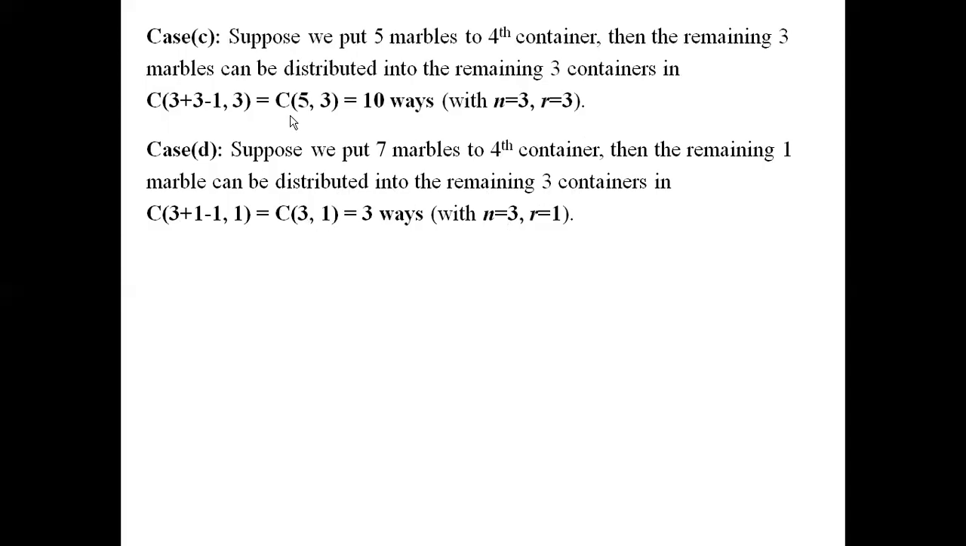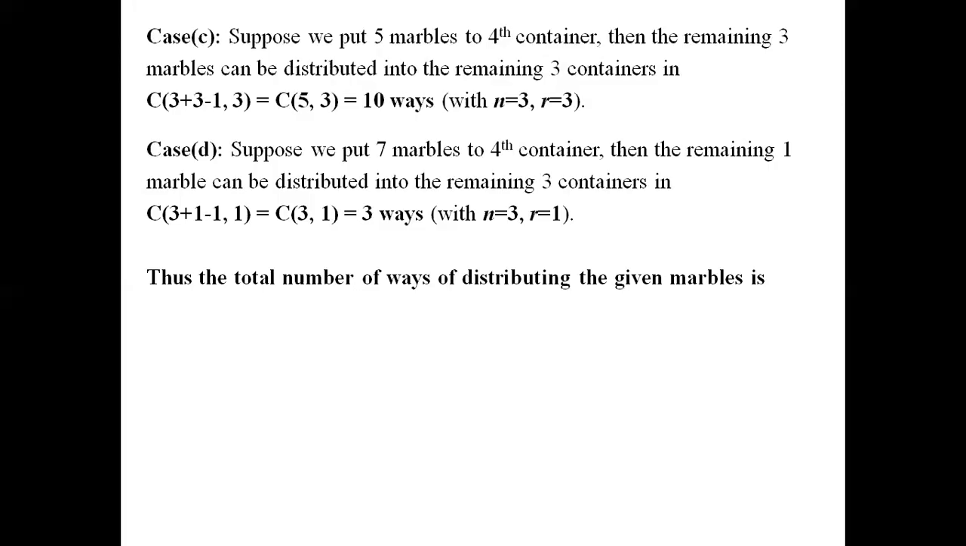Now either of these cases can happen, not all the cases arise simultaneously. So either we can distribute 1 marble or 3 marbles or 5 marbles or 7 marbles to the fourth container. So the sum rule comes into existence. The total number of ways of distributing the given marbles is, adding up all the cases, 36 plus 21 plus 10 plus 3, which leads to 70. So there are totally 70 ways that the distribution can be done in this case, that is, distributing an odd number of marbles into the fourth container.